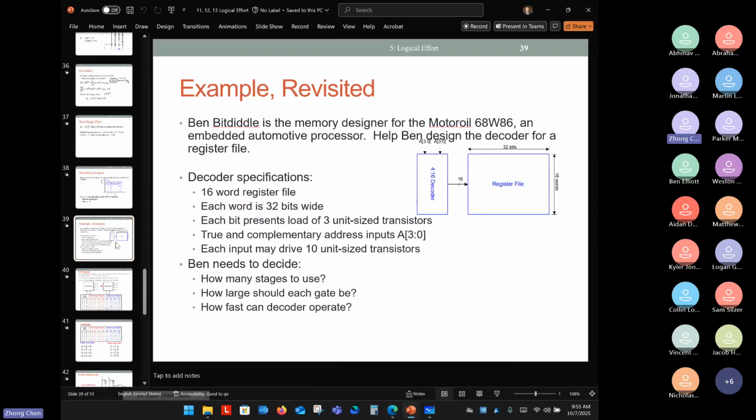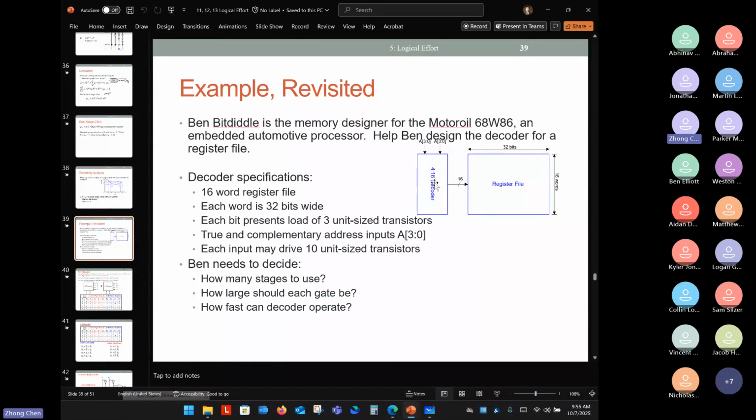Remember, this is the designer trying to design a decoder, and here's the loading. In order to design the best delay time for this decoder, we need to figure out the number of stages we want to use for the decoder.